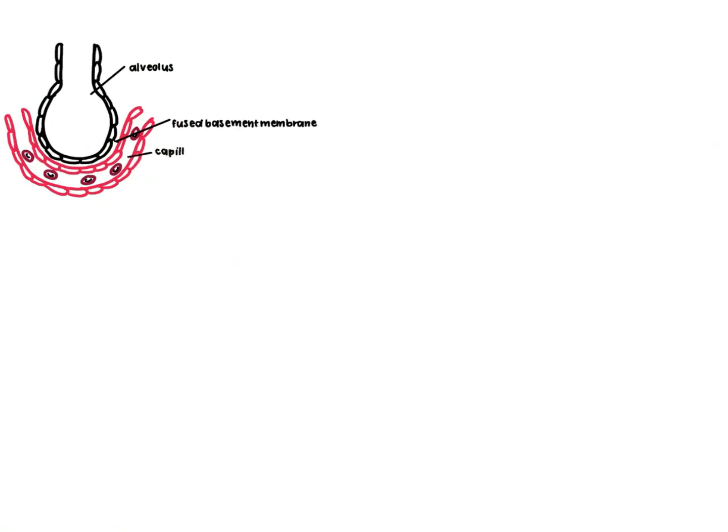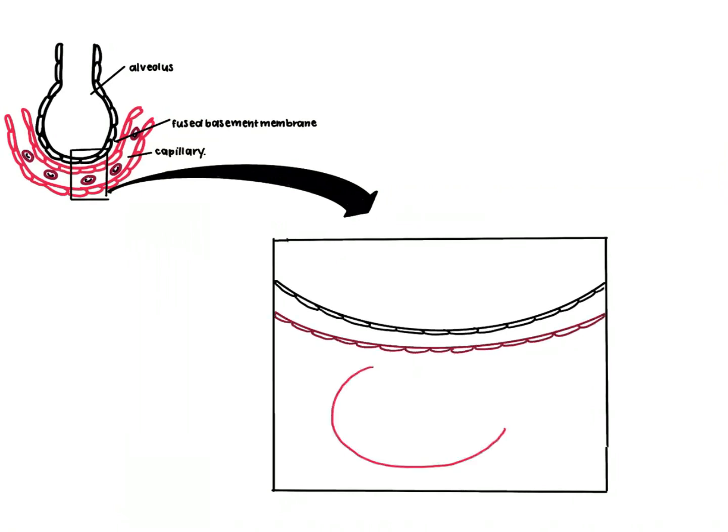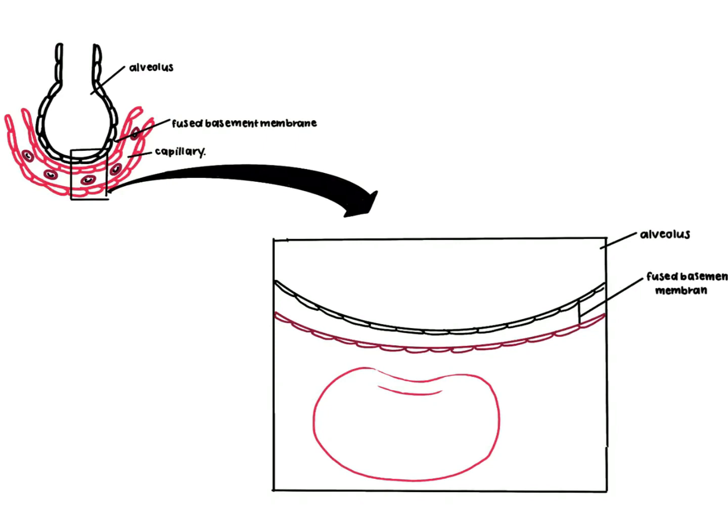Now, as we zoom in and take a closer look, we're able to see that both the alveolus wall and the capillary wall are composed of cells. This means that they're semi-permeable. Semi-permeable means that certain objects can pass through, while others aren't able to. The red blood cells sit behind the capillary wall, so the gas exchange can occur.